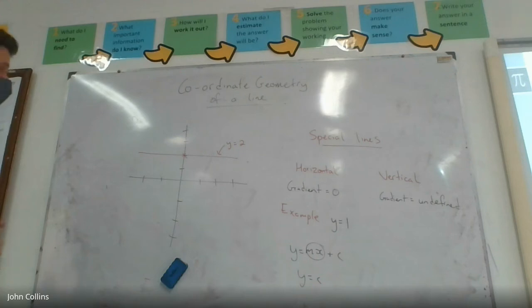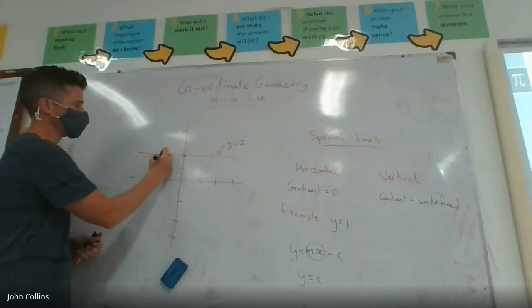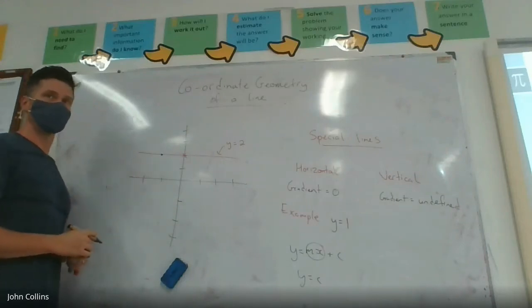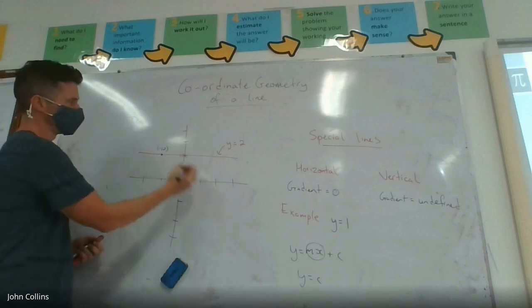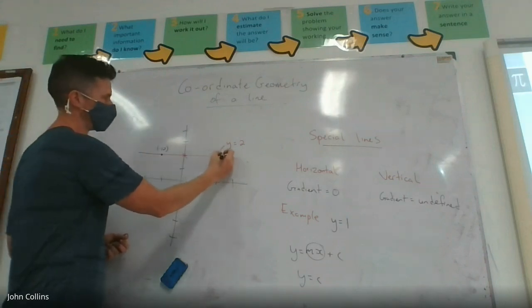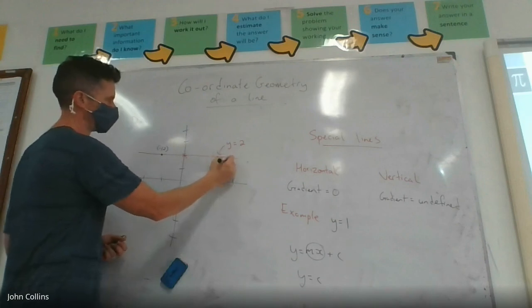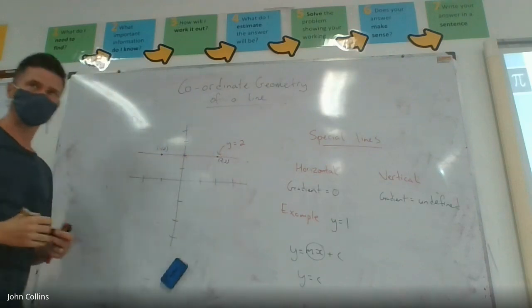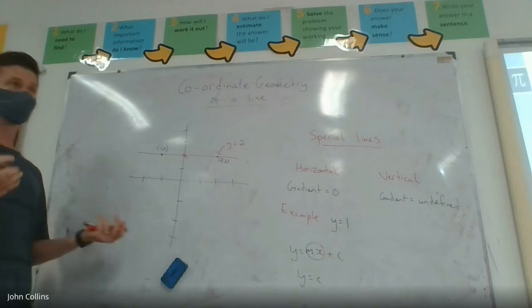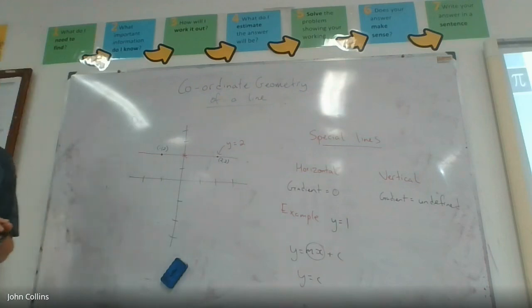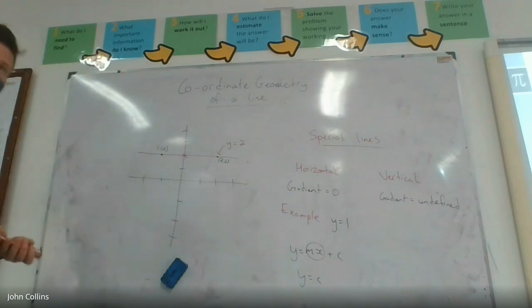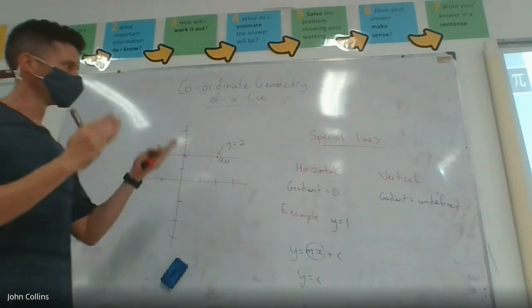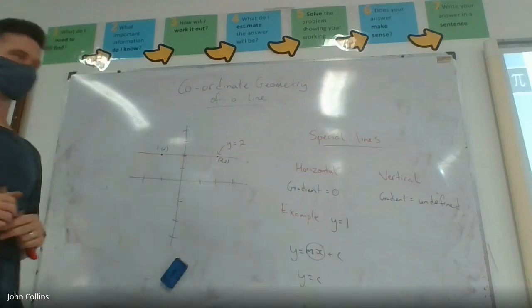Also, interesting, any point along that line will have a y value of 2. This one is minus 1, 2. This point here, 2, 2. The y value will always be 2. It is the only line that will always just have a y value of 2. That's why it's distinguished. Now, I suppose the follow-up question would be, how do we label a vertical line?